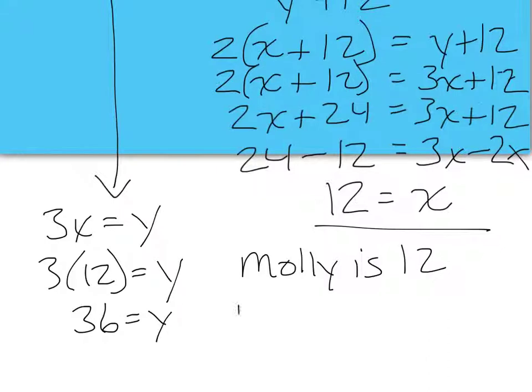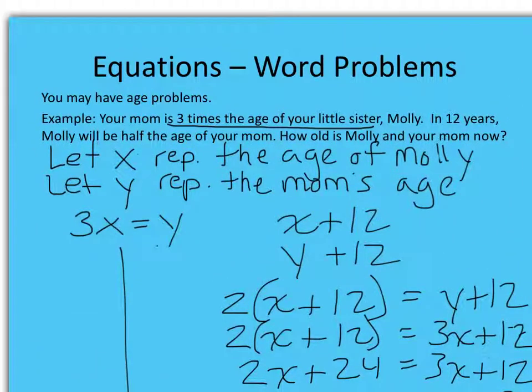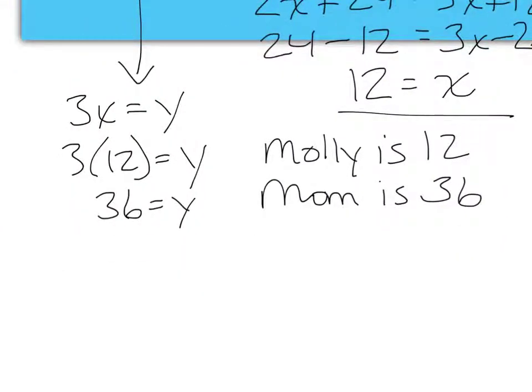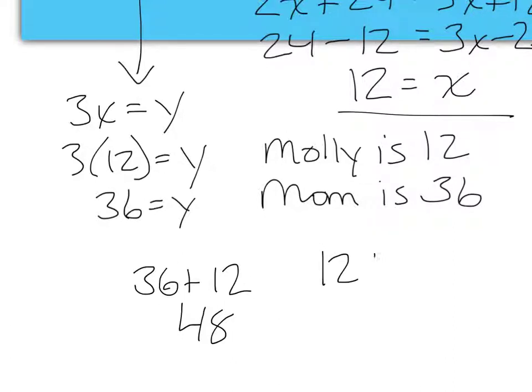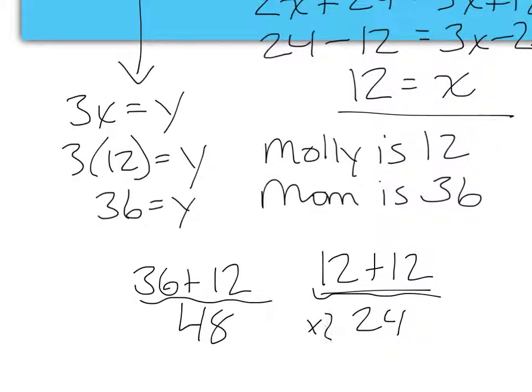Molly is 12. Mom is 36. So 3 times the age of your little sister. So 3 times 12 is 36, so that works. In 12 years, so if Molly is 12 and adds 12, it's 24. If 36 plus 12 becomes 48. And if Molly was 12 plus 12 becomes 24. And that is twice, so that works.